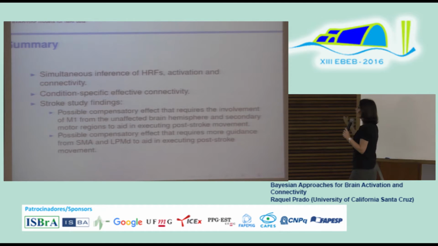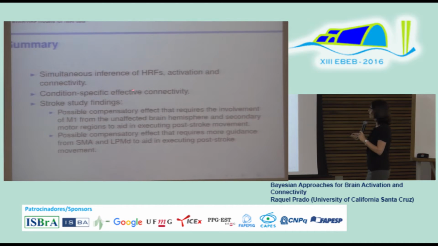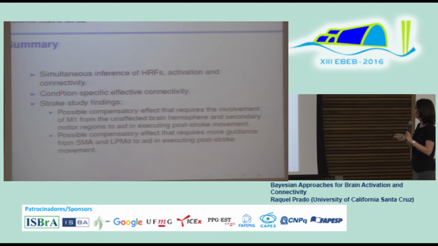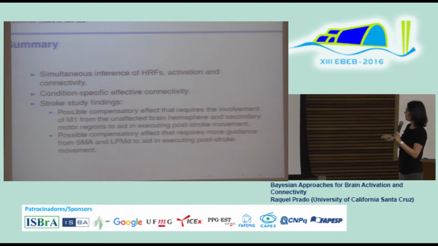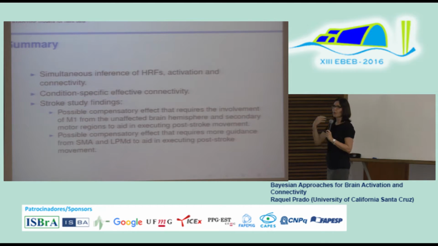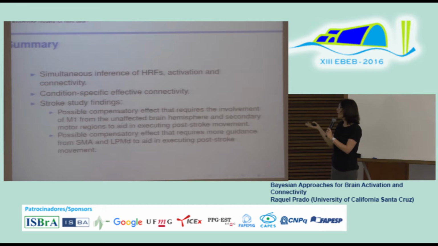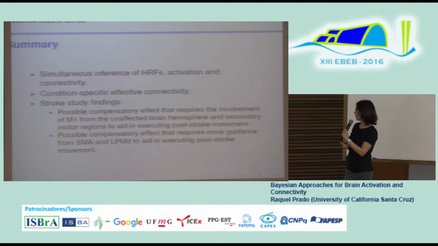So in terms of what the features of the model are, we do simultaneous inference of HRFs, activation and connectivity. We have condition-specific effective connectivity parameters, and we also have some findings in terms of the regions that we think are kind of activated in the patients who had the stroke to try and compensate for the damage they have in the brain. So all of this is in the paper if you're interested in looking at this.